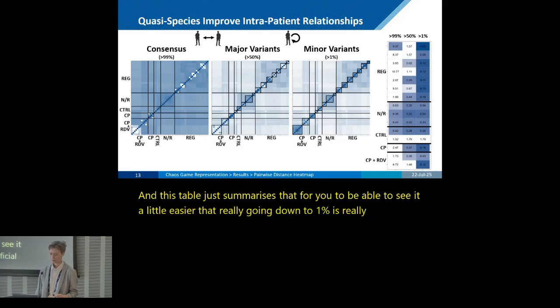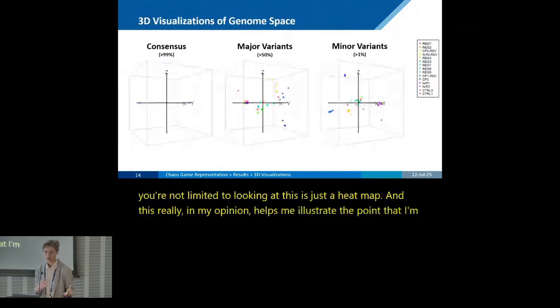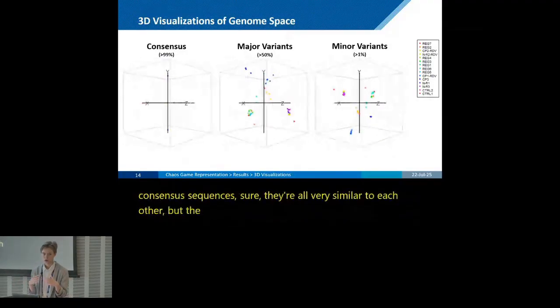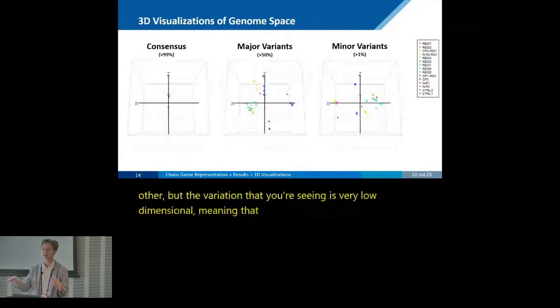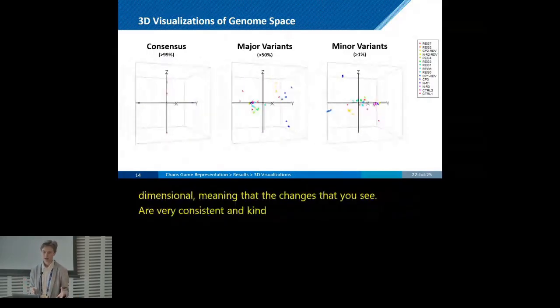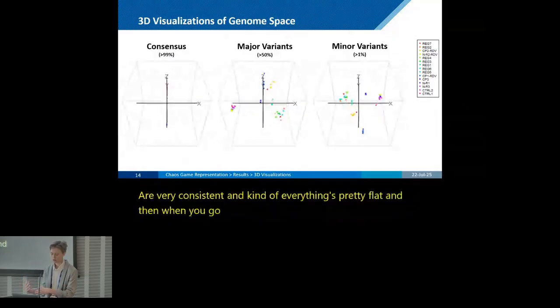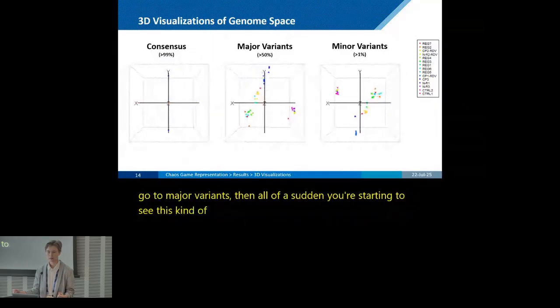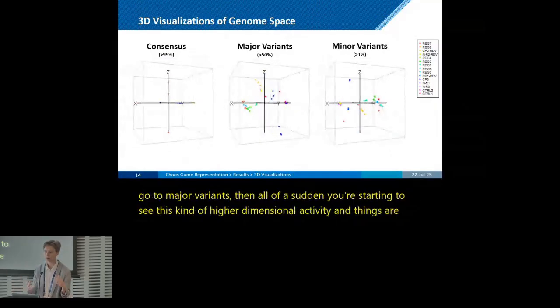But what we can do from this kind of representation is also apply multidimensional scaling, because you're not limited to looking at this as just a heat map. And this really, in my opinion, helps illustrate the point that I'm trying to make. When you're looking at the consensus sequences, sure, they're all very similar to each other, but the variation that you're seeing is very low dimensional, meaning the changes are very consistent and everything's pretty flat. Then when you raise the diversity and go to major variants, all of a sudden you start to see higher dimensional activity, and things are happening kind of chaotically all over the genome.